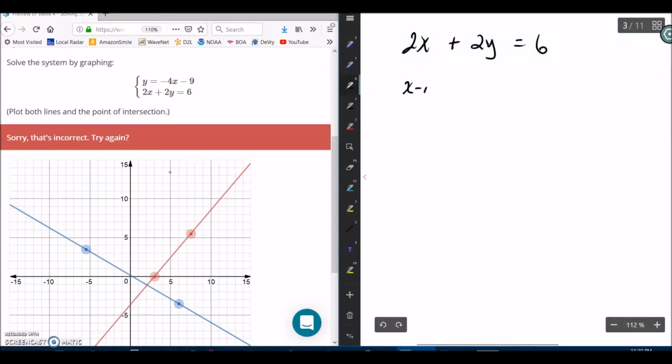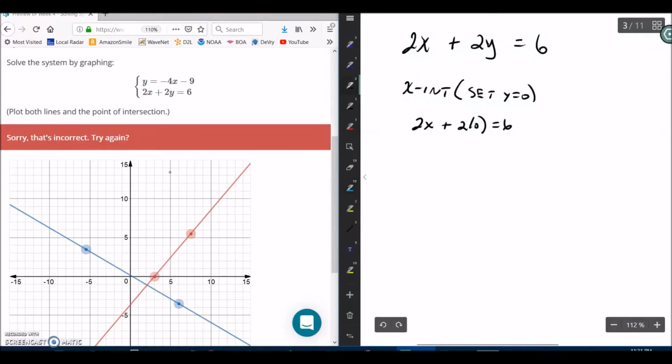I'm going to find the x-intercept. Now this is the point where the graph crosses the x-axis. It is a particular point. It's not just any point on the graph. It's where it crosses the x-axis. And because of that, we know that the y value is going to be 0. So we find it by setting y equal to 0, which means the equation becomes 2x plus 2 times 0 is equal to 6. Just replace that y with 0.